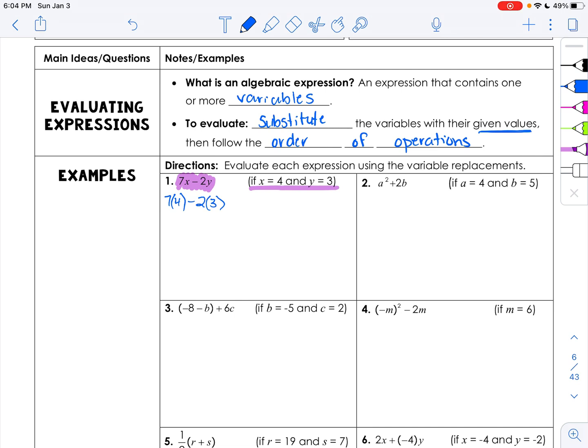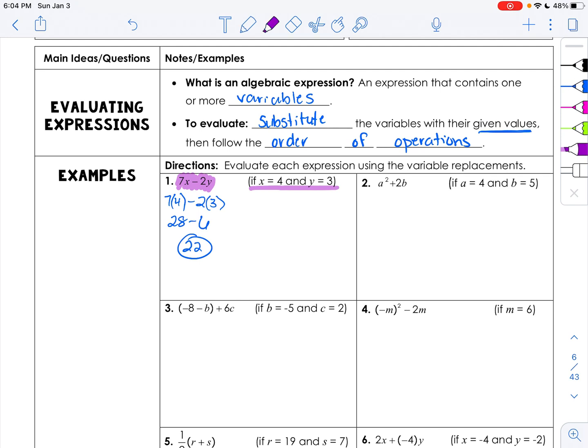Now that I've substituted, I can use order of operations to solve it. According to order of operations, I need to multiply first. So I'm going to multiply 7 times 4, which is 28, minus 2 times 3, which is 6. And then 28 minus 6 is 22. So we substituted in the given values and then used order of operations to solve it and evaluate this expression.